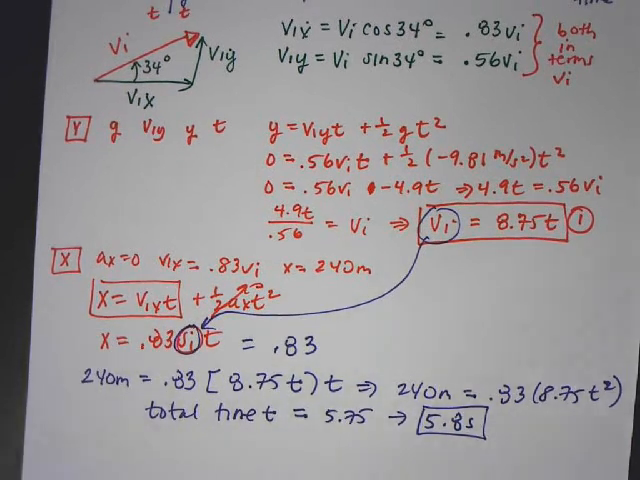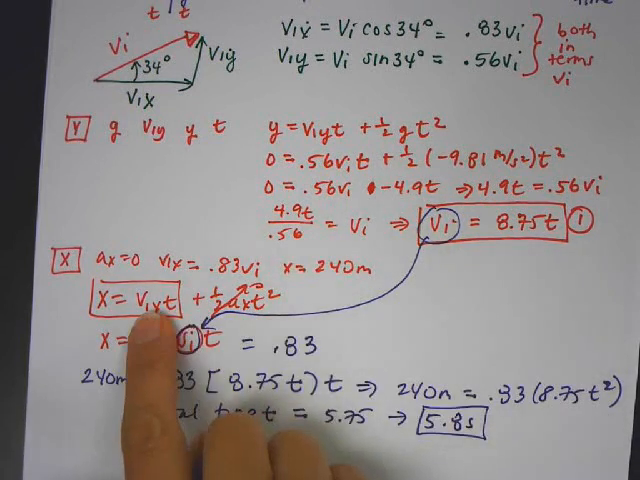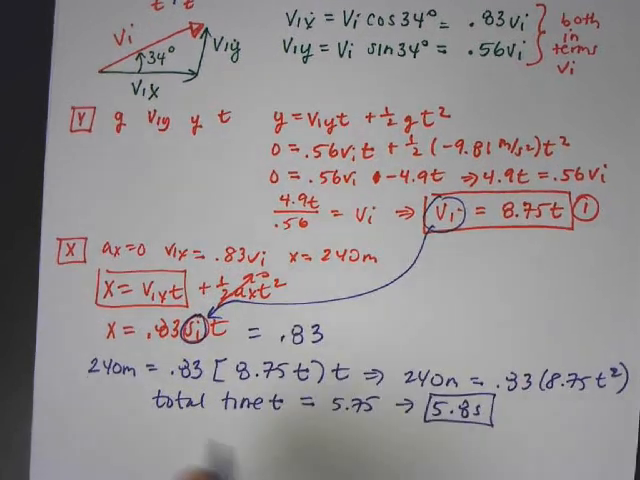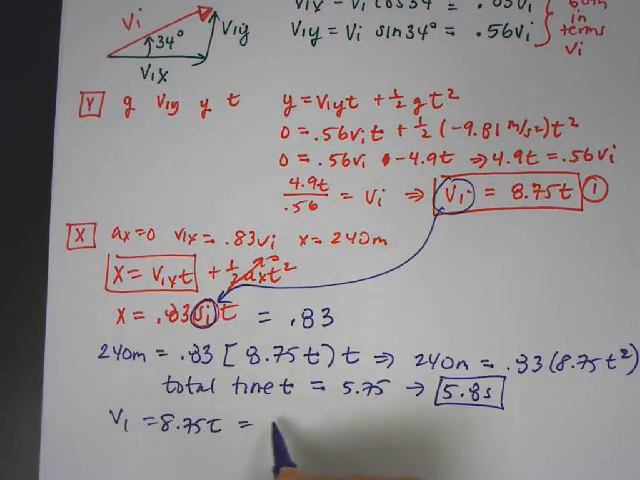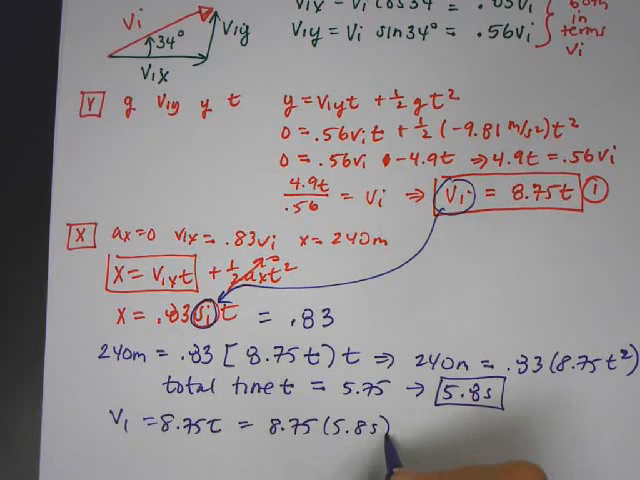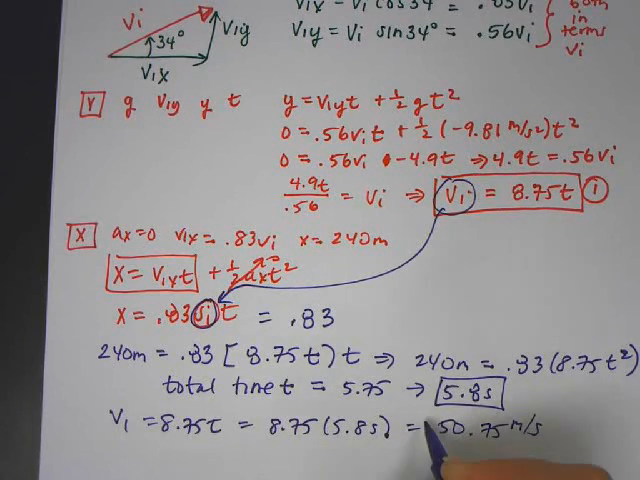Now, we haven't even found anything we were supposed to... Oh, we have to find VI. So I can either take this equation or this equation to solve for VI. So I'll just do this one. So VI is equal to 8.75 times T. So it's 8.75 times 4.8 seconds. So VI comes out to be 50.75 meters per second.